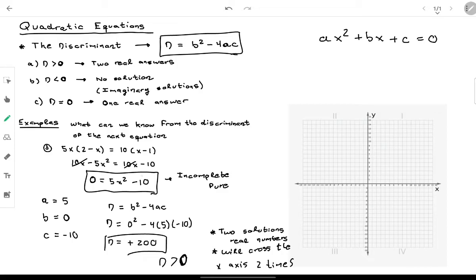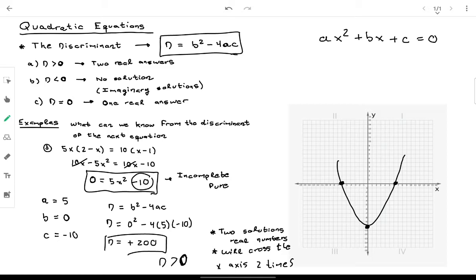And we can know also, because the value of c is minus 10, that it will cross the y-axis at the value of minus 10. So maybe we can have something like this. I don't know. That it crosses the x-axis on 2 points. It crosses the y-axis specifically on minus 10. And of course, the specific quadratic equation will have 2 real numbers as a solution.